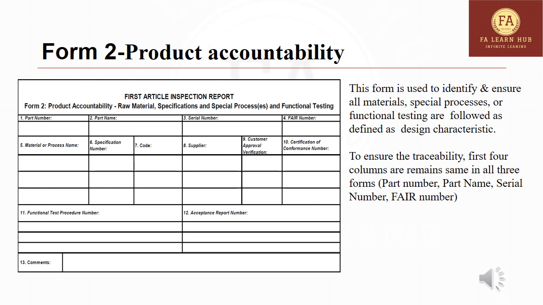This form is used to identify and ensure all materials, special processes or functional testing are followed as defined in the design characteristics. To ensure the traceability, the first four columns remain the same in all three forms. That means part number, part name, serial number, FAI number. These four columns are the same in Form 1, Form 2, Form 3.